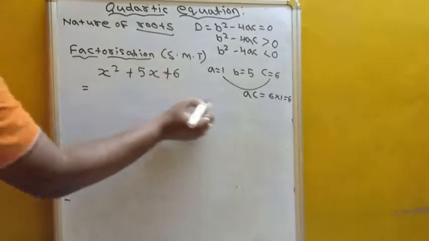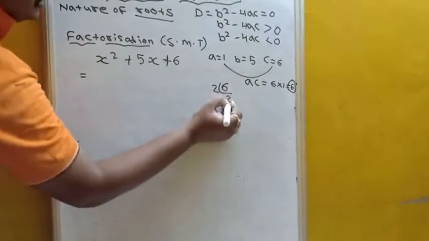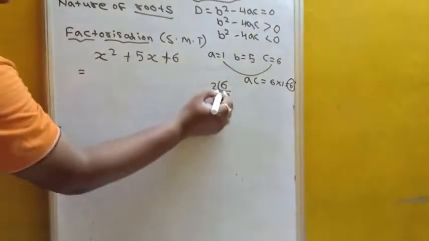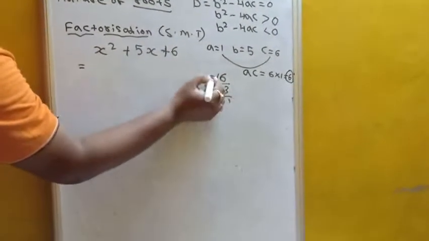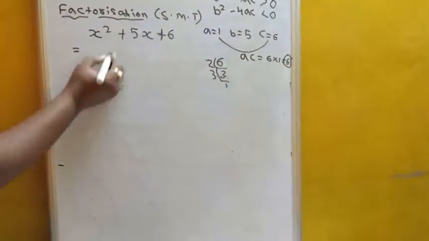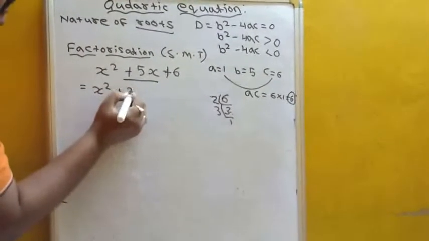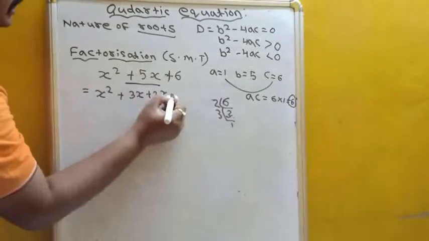So you take out the factors of 6: 2, 3, or you can say prime factorization, 3, 1. So 2 into 3 equal to how much? 6. 2 plus 3 equal to how much? 5. So instead of this, I will just write x square plus 3x plus 2x plus 6.